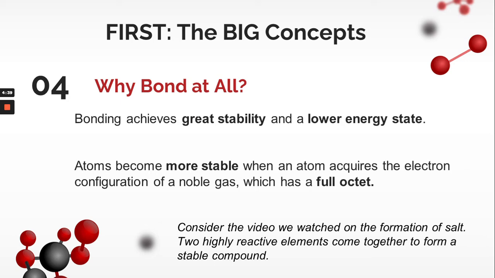Okay, in nature, things prefer to be in the lowest energy state possible, and that by default brings stability. And atoms become more stable when they have an electron configuration that is the same as that of a noble gas. So think about where noble gases are on the periodic table, on the far right-hand side, that we learned about a month or so ago. And all noble gases have a full octet. And that's where the stability comes from, is that full octet.